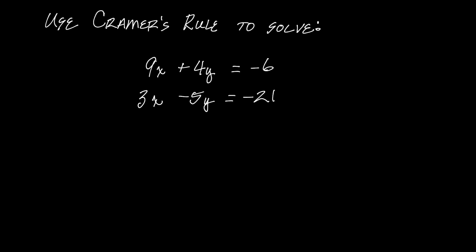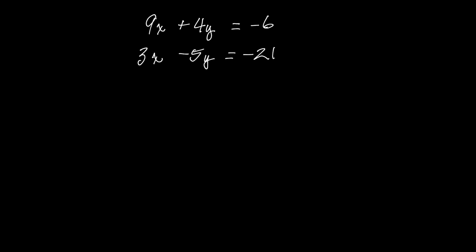Okay, so now let's use Cramer's rule to solve this system of equations. It's a 2 by 2, right? And these are the constants. This is another thing that kind of goes without saying, but notice these are all written in standard form. 9x plus 4y equals the constant -6. So if these are not written in this form, then Cramer's rule will not work. So most of the examples you'll be looking at in your classes will involve that.